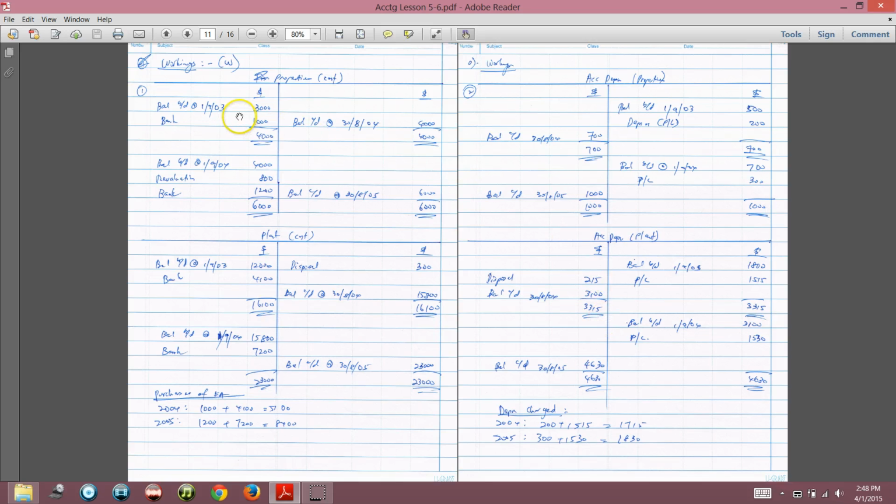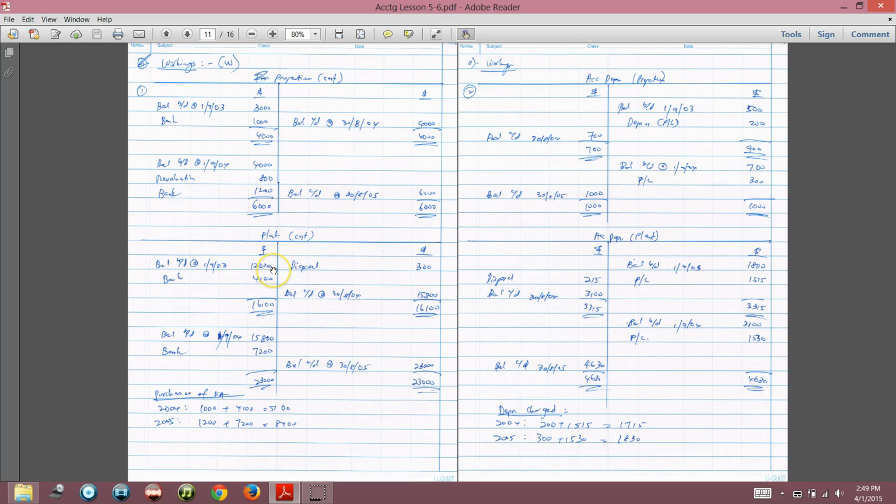Then just put here balance brought down at the beginning of the year 3000, and put the balance carried down. Then draw the two lines. I just do the easy one first. So balance brought down, balance carried down, balance brought down, balance carried down, then draw the two lines. You see, put a bigger number here, and this one also put a bigger number here. Just do up the structure first.